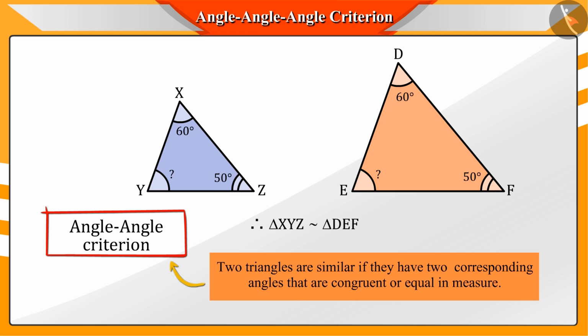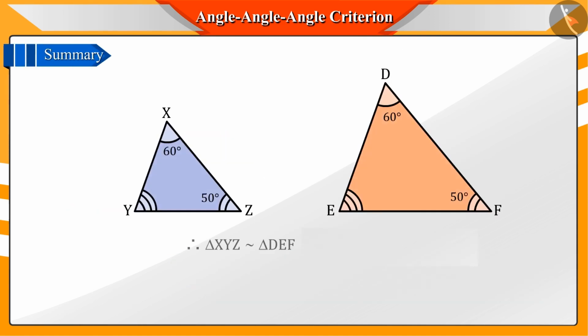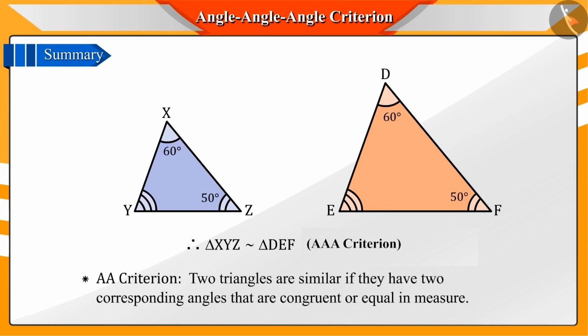We can test this with the help of any other pair of triangles. In today's video, we looked at an example based on the AAA criteria of similarity of triangles and also studied the AA criteria.